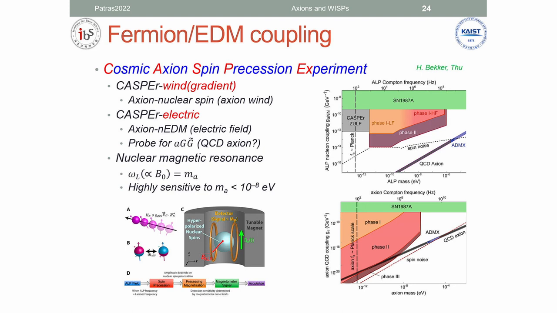So CASPEr, this is an interesting experiment. They rely on NMR technology, and they have two different versions. One is CASPEr Wind, which they have now renamed to CASPEr Gradient, where the axion can couple to the nuclear spin. Basically, they enhance the spin precession. And then they also have CASPEr Electric, where the axion can couple to the electric dipole moment in the presence of an external electric field. So they use precision processes, and they utilize the Larmor frequency of the spin being matched to the mass of the axion. Once the enhancement is there, they are very sensitive, less than 10 to the minus 8, to very low mass regions.